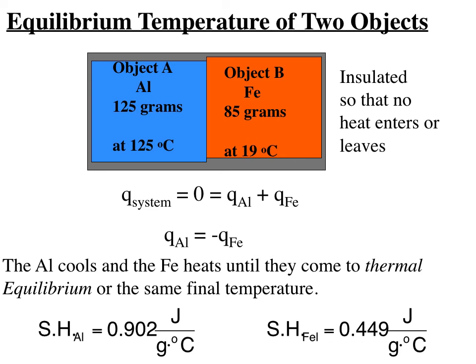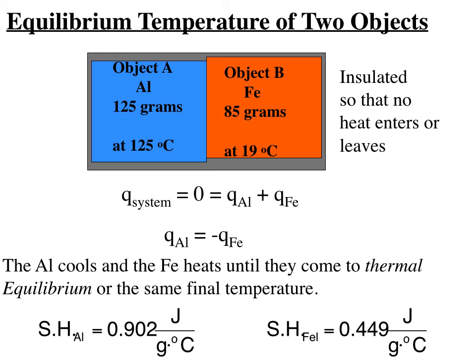So as the aluminum cools, its temperature will drop, but simultaneously the iron will gain and its temperature will go up. So our job will be to find what is the final temperature that the system comes to. One of the good things we understand about the nature of the way the world works is that if they are isolated, they will come to the same final temperature.